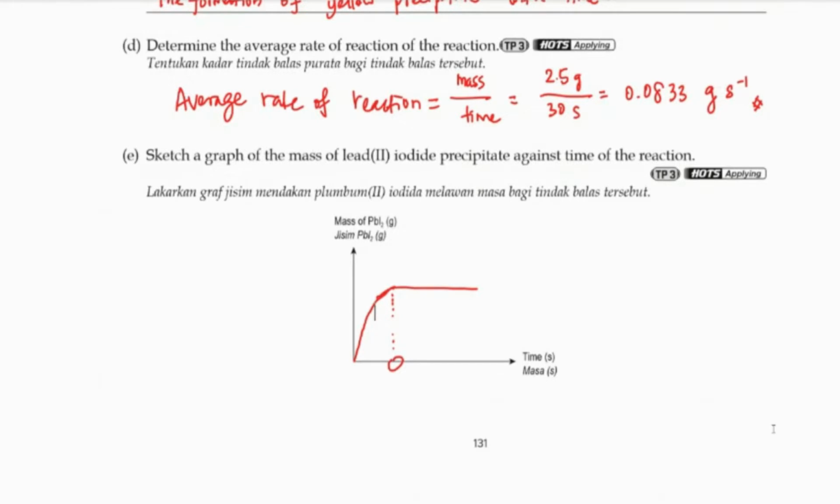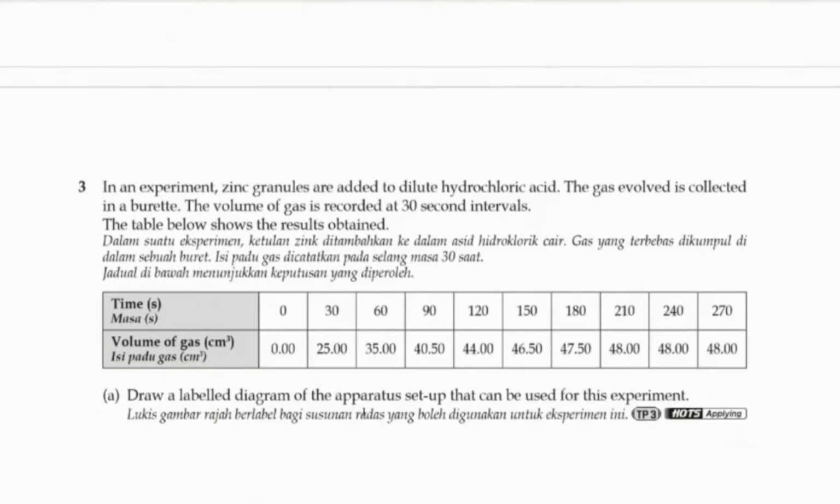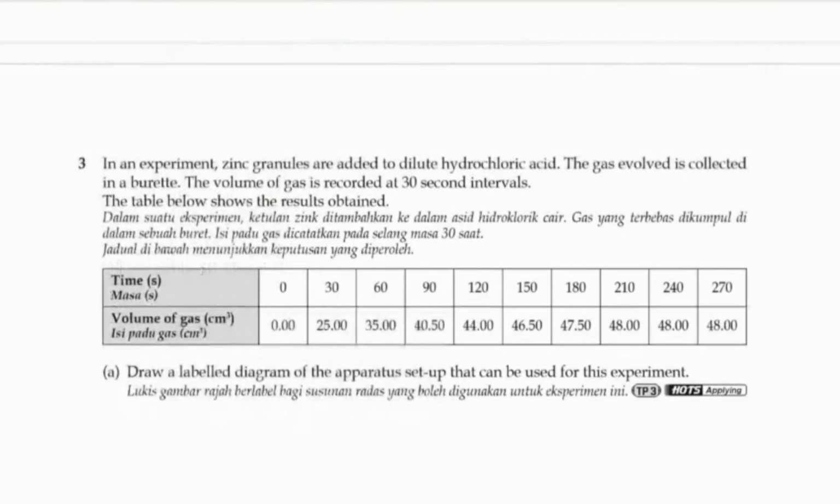Okay, next. Okay, so in an experiment, zinc granules are added to the dilute hydrochloric acid. The gas evolved is collected in a beaker. So the volume of gas recorded at 30-second intervals. Okay, so table shows the result obtained. So time, you can see at the time 0 until 270 seconds. Volume of gas collected. Okay, so here you can see the volume collected like this.